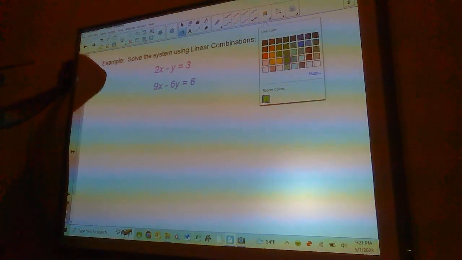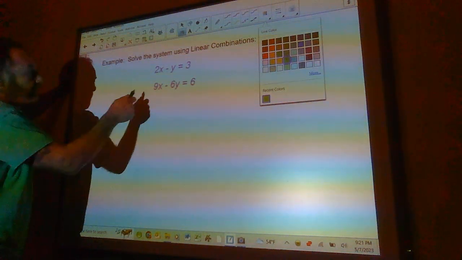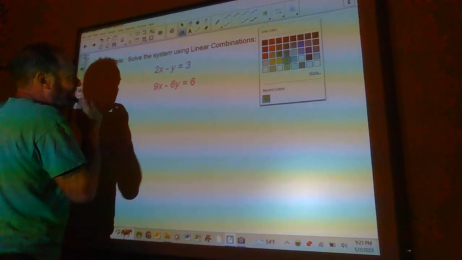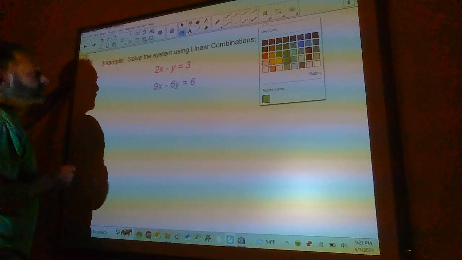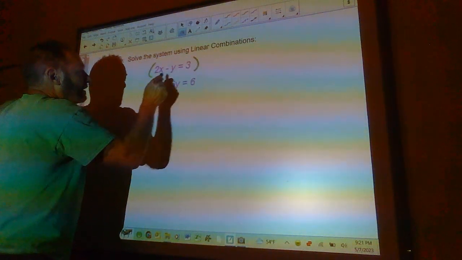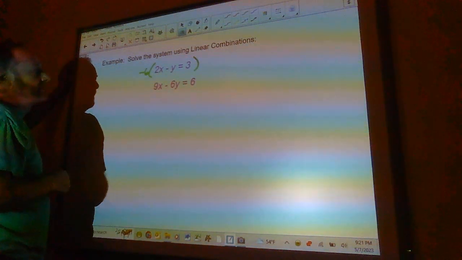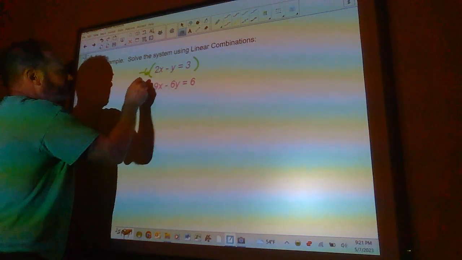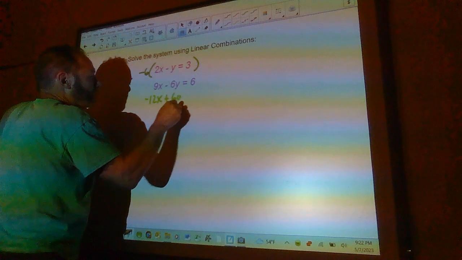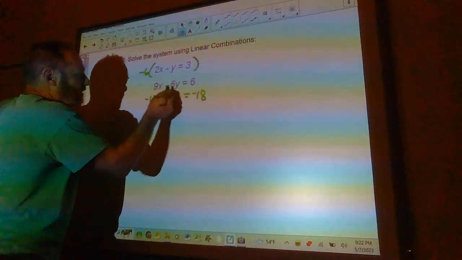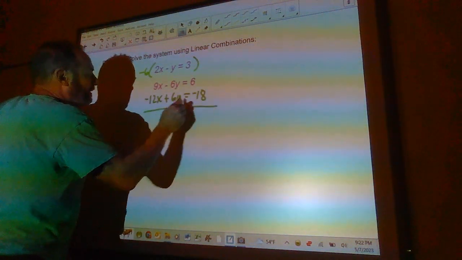Okay, so if I'm doing this one, I have my choice of multiplying the top equation by, say, 9 and the bottom equation by negative 2, or I could just multiply the top equation by negative 6, which is a lot less work. So that's what I'm going to do. That's going to give me negative 12x plus 6y equals negative 18. Now, I've got opposites here, so I can combine that.